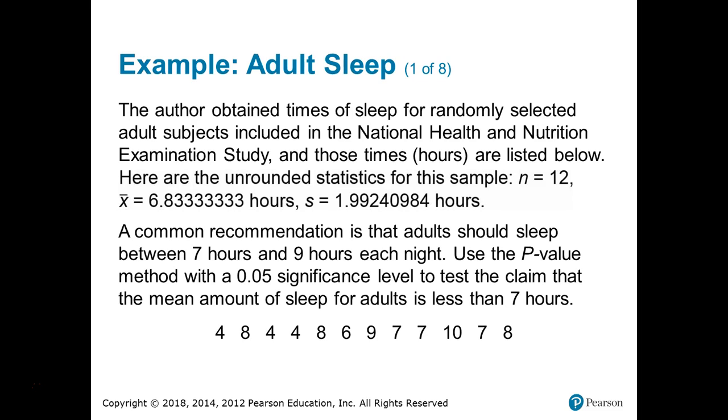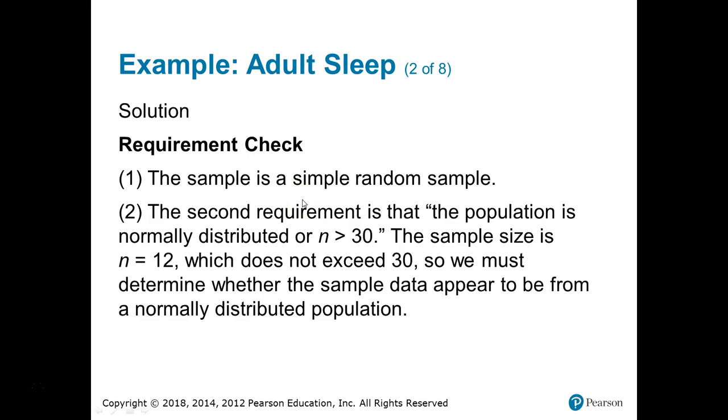Okay? A common recommendation is that adults should sleep between 7 and 9 hours. So use the p-value with a 0.05 significance level to test the claim that the mean amount of sleep for adults is less than 7 hours. So of the 12 people, their average was 6.833. And we want to know, can we make a claim that the mean amount of sleep for adults is less than 7 hours? So here are our 12 results right here. And that gives us these sample statistic values.